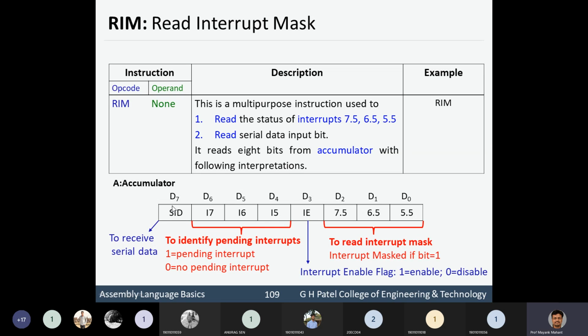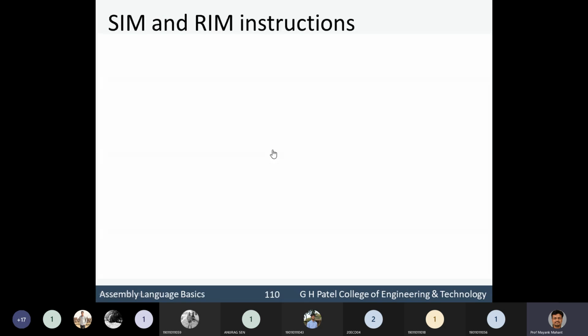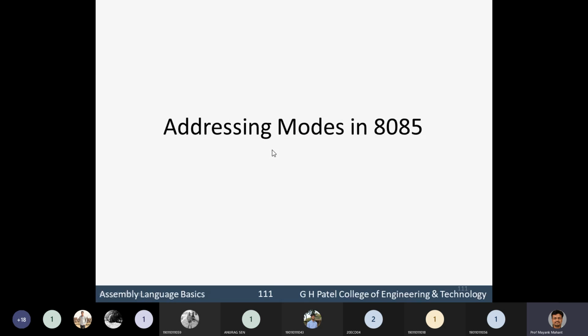And this particular bit will receive the data serially, meaning whatever data is available at your SID would be available in your D7. So to read whether the interrupts are pending or not, or to read the serial bit data, you are supposed to execute the RIM instruction.